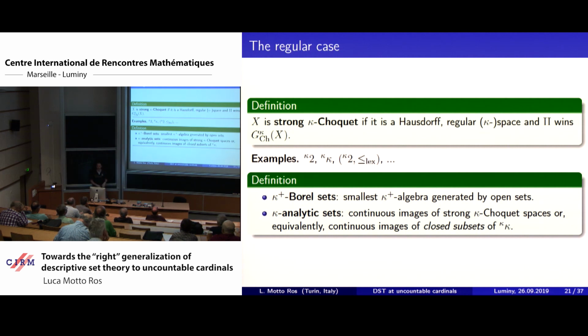Okay, going on, you define objects in a natural way, so Borel sets are kappa-plus-Borel. Analytic sets are, again, continuous images of strong kappa Choquet spaces, or continuous images of, let me point out just a tiny detail, continuous images of closed subsets of kappa to the kappa. The difference here is that you don't have retraction in this context, okay? So you cannot move from closed set to kappa to the kappa using a retraction. Actually, these form different classes, so it's important to keep this closed here when it is regular, okay? This is something that Philip proved with Sun.